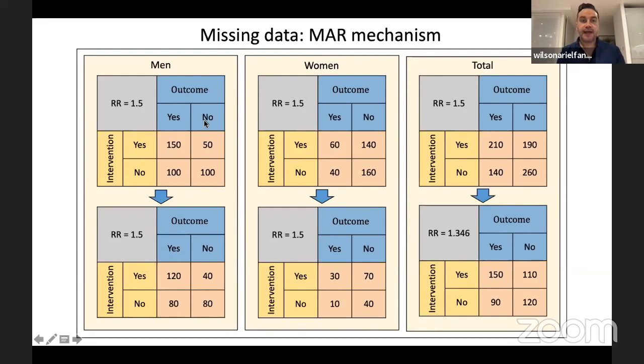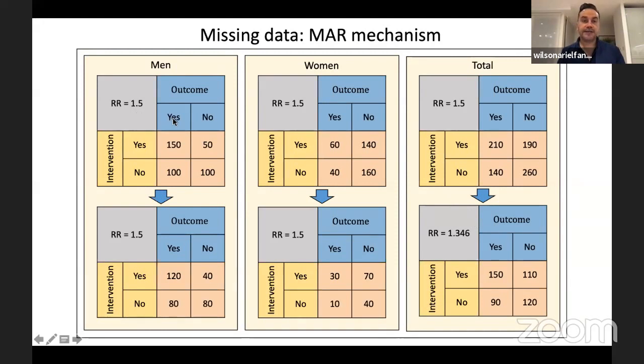this is a MAR mechanism, and the difference is that the proportion of men that drop the trial is different from the women, so it has something to do with the gender. For example, 150 here dropping to 120. But the proportion is different here. For example, here it's from 60 to 30. This is 50%, and from 150 to 120, this is not 50%. So there's a considerable difference between genders, and this is why it's called missing at random.